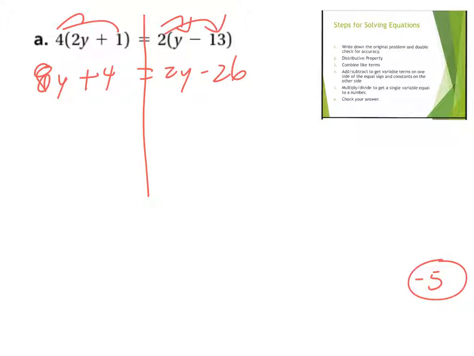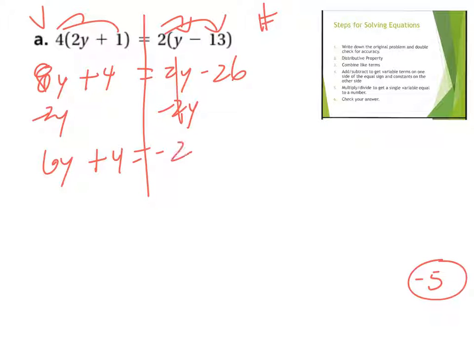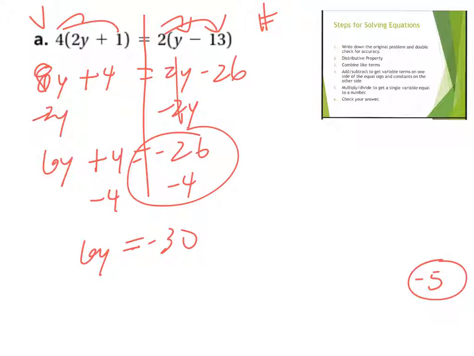I'm going to subtract the 2y, so I want to put variables on this side, numbers on this side. So subtract the 2y to get rid of it here, right? Subtract 2y. Leaves me with 6y. Bring down the plus 4 equals negative 26. We're going to subtract the 4, and 6y equals negative 30. Again, because negative 26 minus 4 more is negative 30. Divide that 6, and y is negative 5.